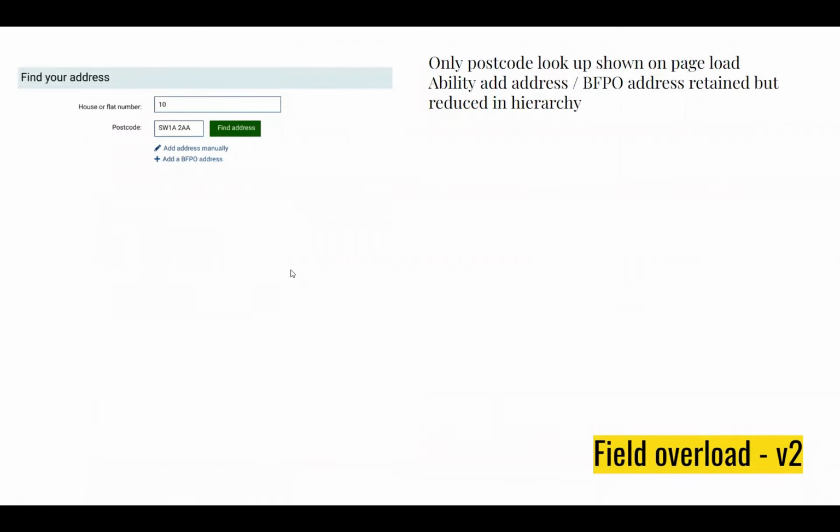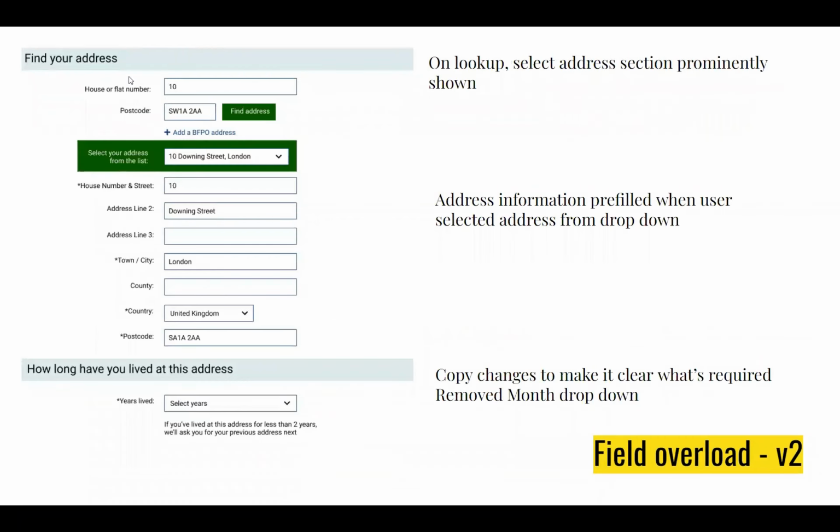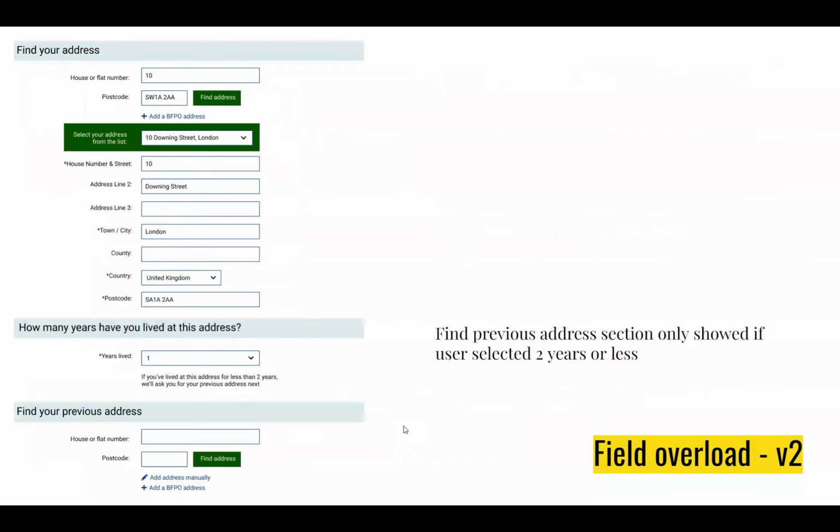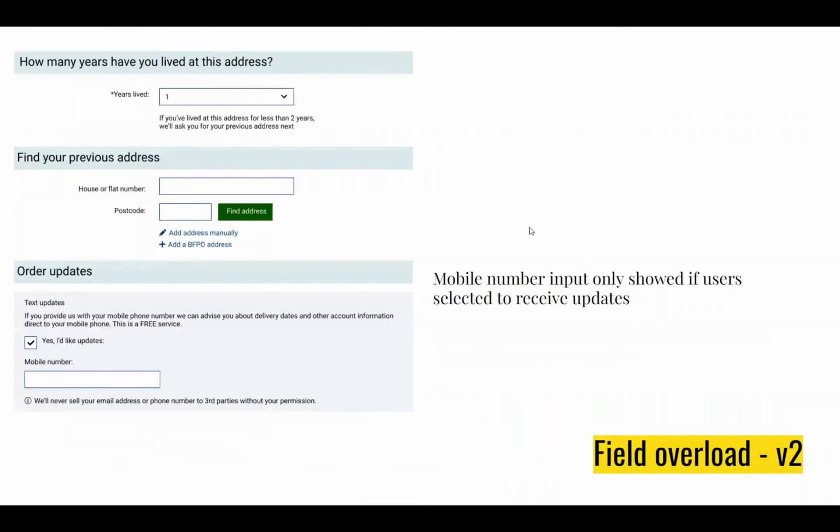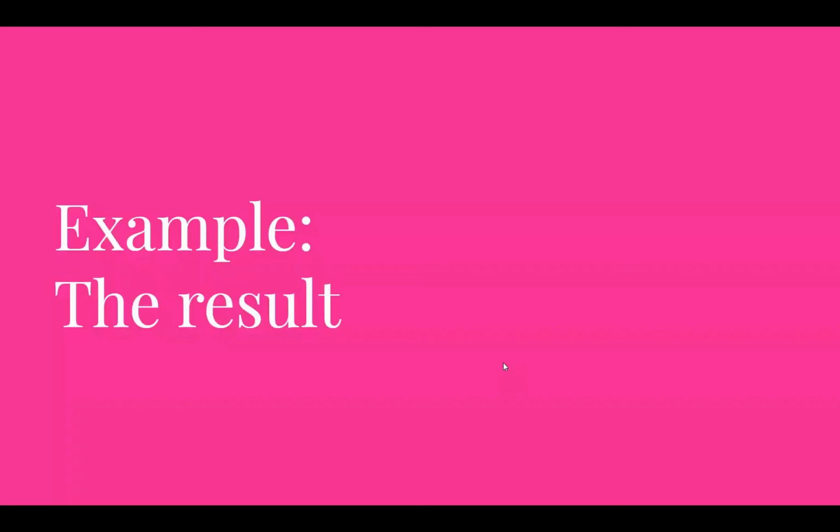So we only showed the postcode lookup to start off with, and then progressed it. Once they'd entered the information and looked for the address, it was presented in a drop-down list. Once they selected from the drop-down list, all of this information was pre-filled. We also removed the month requirement from years lived at the address. And we only showed previous address information if the user selected 2 or less from the years lived. We also only displayed a mobile number update if the user selected that they would like updates about their order.